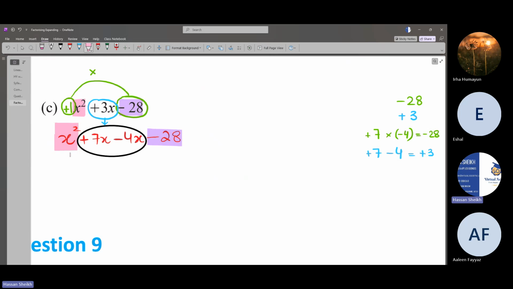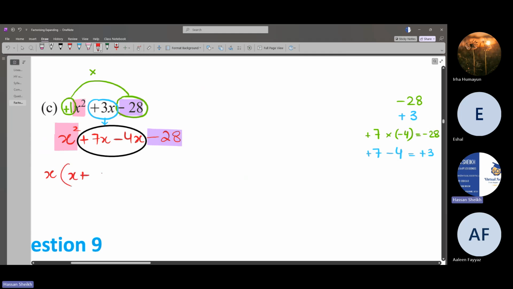So we just break the middle term. Now, what's the next step? The next step is to take common from the first two terms. What is common between the first two terms? X. So inside the bracket, it will be x plus 7.